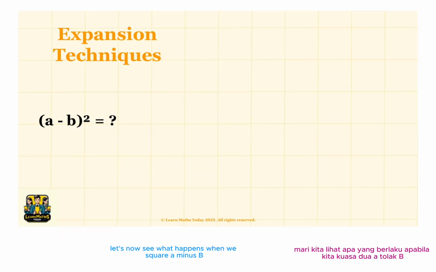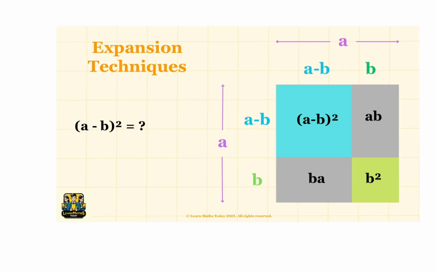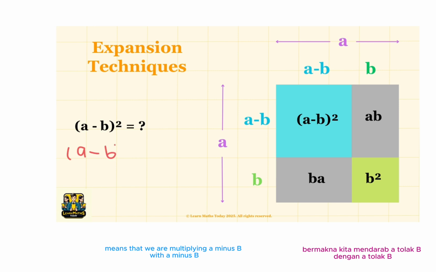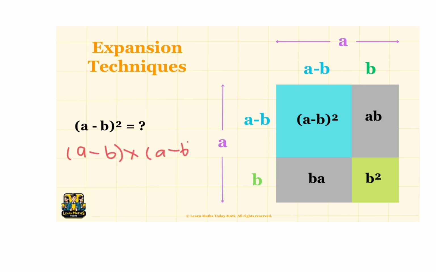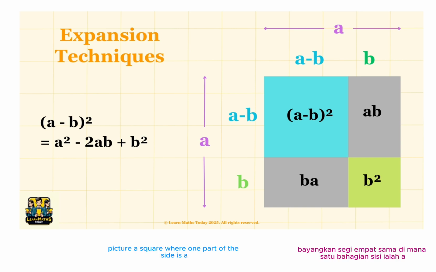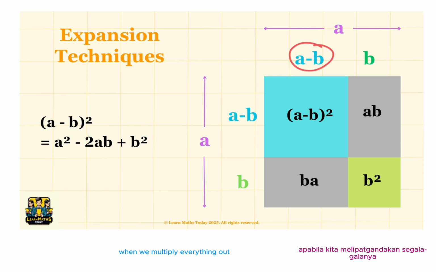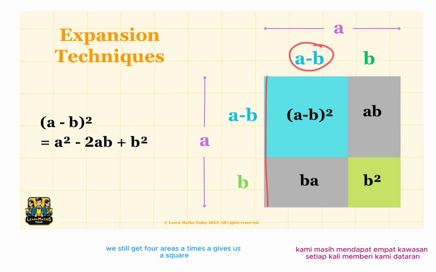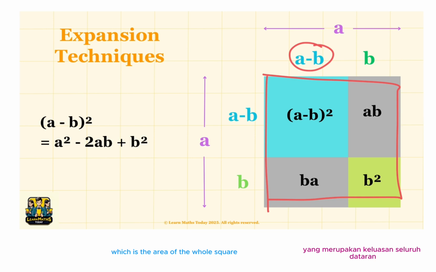Let's now see what happens when we square a - b. The square of a - b means that we are multiplying a - b with a - b. Just like before, picture a square where one part of the side is a and the other part is b, but this time we're subtracting b instead of adding it. When we multiply everything out, we still get four areas. a times a gives us a², which is the area of the whole square. a times b gives ab, b times a gives ba, and b times b gives b².